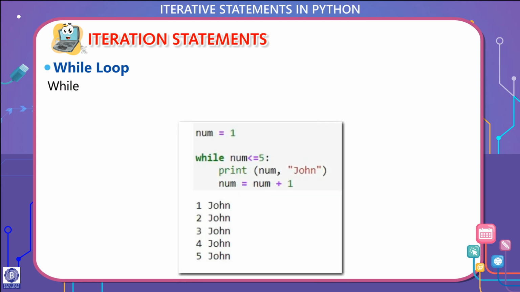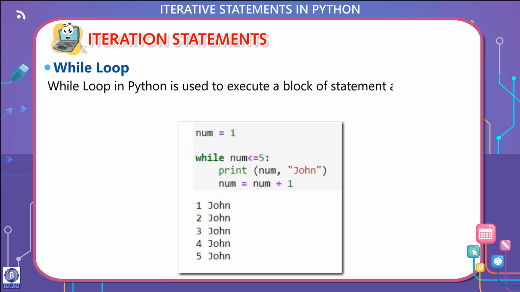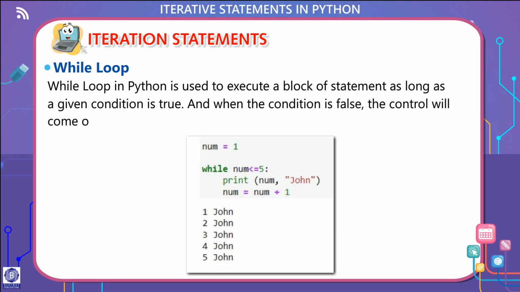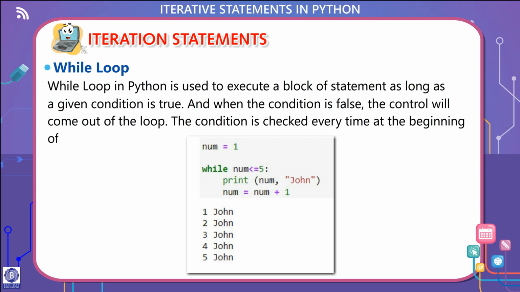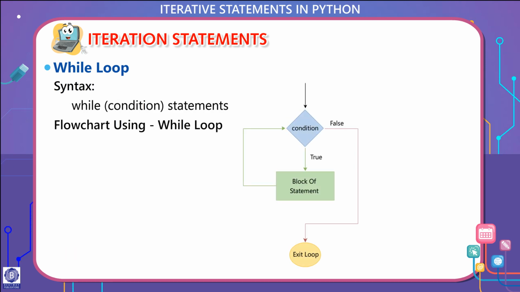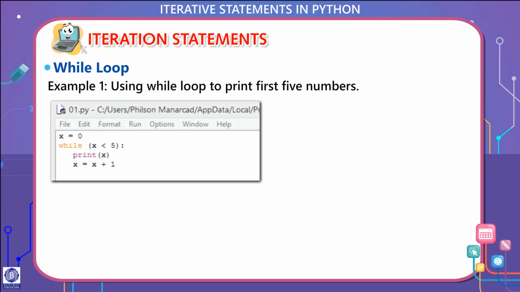While loop. While loop in Python is used to execute a block of statements as long as a given condition is true. And when the condition is false, the control will come out of the loop. The condition is checked every time at the beginning of the loop. Syntax: while condition statements. Flowchart using while loop. Example 1. Using while loop to print first 5 numbers.